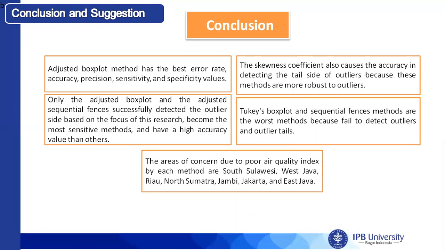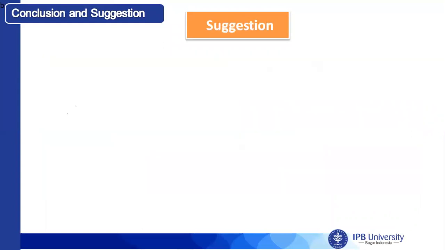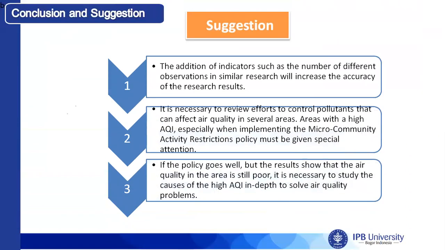And the areas of concern due to poor air quality index by each method are South Sulawesi, West Java, Riau, North Sumatra, Jambi, Jakarta, and East Java. And for suggestions, the addition of indicators such as the number of different observations in similar research will increase the accuracy of the research result.